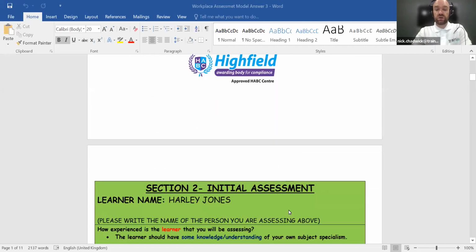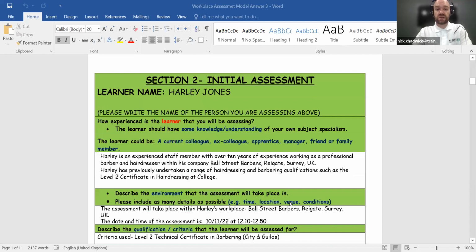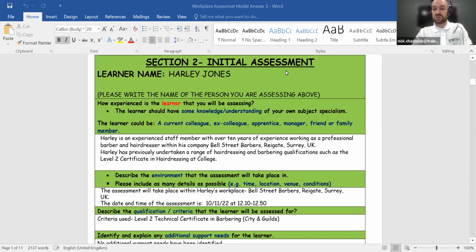Okay, so let's get on to section 2, which is the initial assessment stage. This is finding out more information about the learner that will be experiencing the assessment. As we can see here, the learner's name is Harley Jones. For your own assessment, please do write the name just at the top there. Please write the name of the person you are assessing.